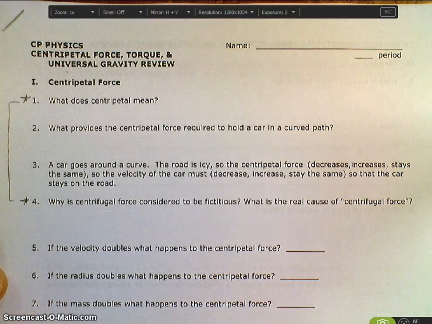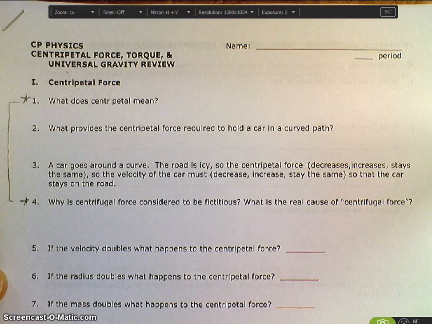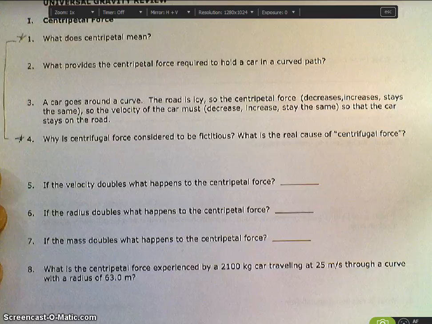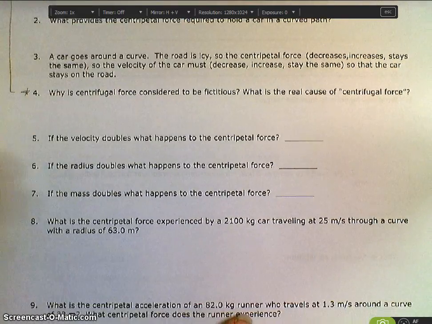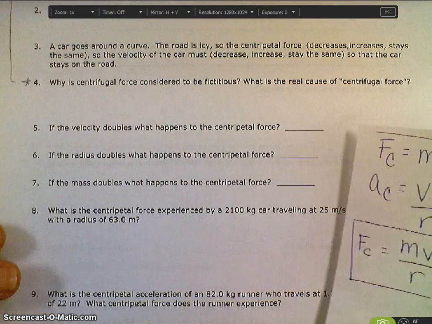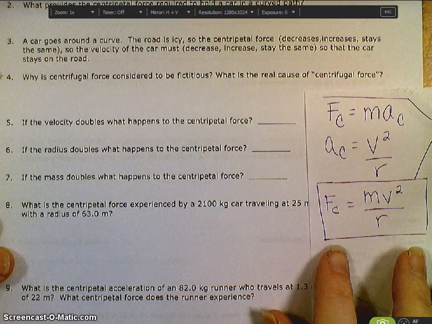These are all from your notes. You need to look them up and fill them in for full credit. Now 5, 6, and 7 are our rule of ones questions. So I'm going to slide this up to put those more in center view. I've also written down right here all of the equations that you will be given on the test.